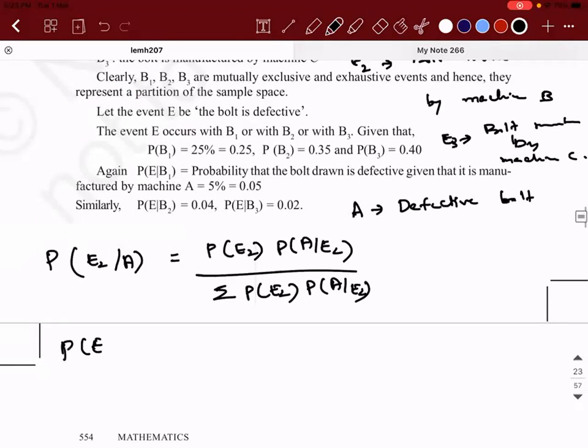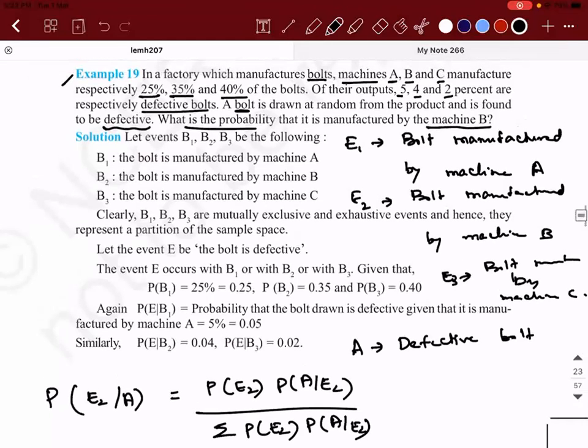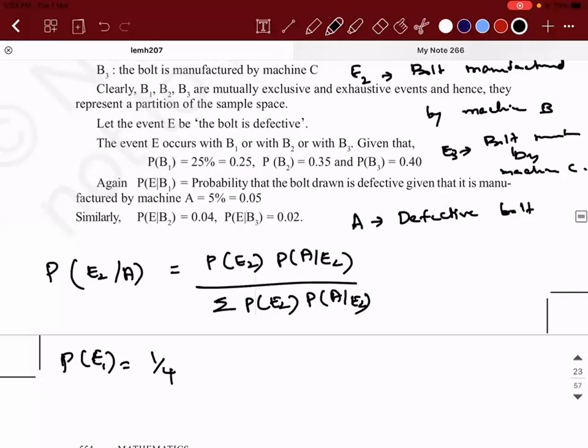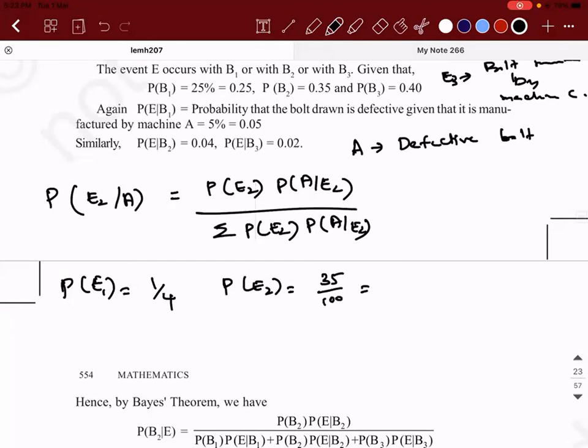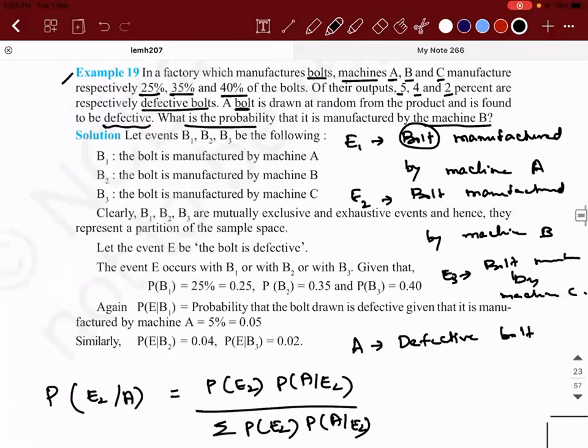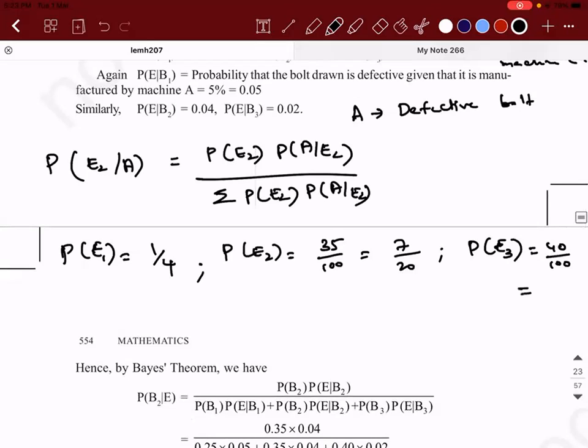So, what is the probability of E1? What is the probability of the bolt being manufactured by machine 1? They have already given the answer. 25%, which is 1/4. What is the probability of E2? 35%, that is 35 by 100. How much is it? 7 by 20. So probability of E3 is how much? Probability of E3 is 40%. So 40 by 100 is divisible by 20, giving 2 by 5.